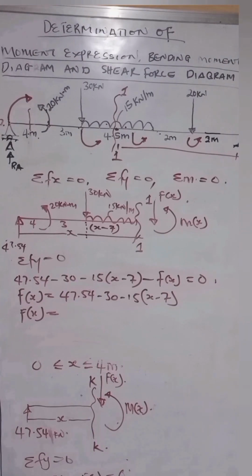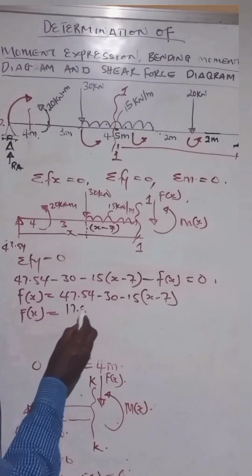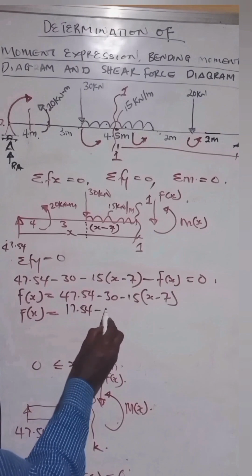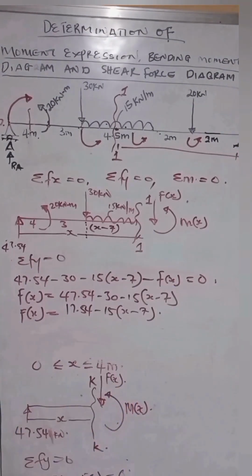We're going to be having 17.54. So 17.54 minus 15, x minus 7. So this becomes the expression for this shear force. Now, I haven't got to the shear force expression. Quickly, let's obtain the moment expression.